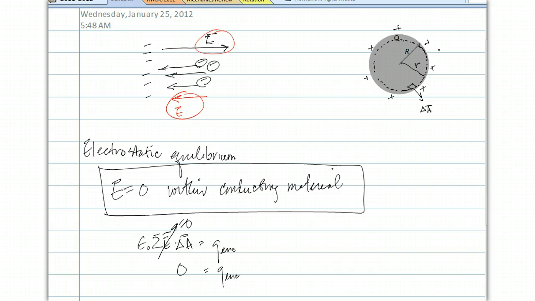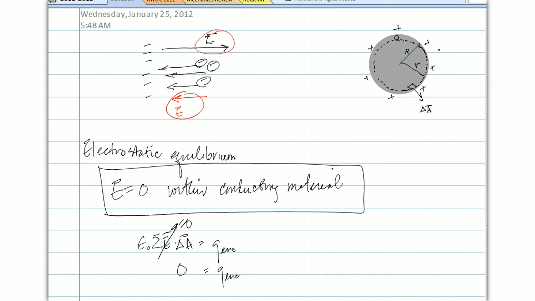Another way of looking at this is the charges that you deposit on a conducting material are free to move, and so what they're going to try to do is get as far away as possible from each other. They're going to repel each other, and getting as far away as possible from each other means, in the case of a sphere, they're going to exist on the surface of the sphere. So that's something important to remember.